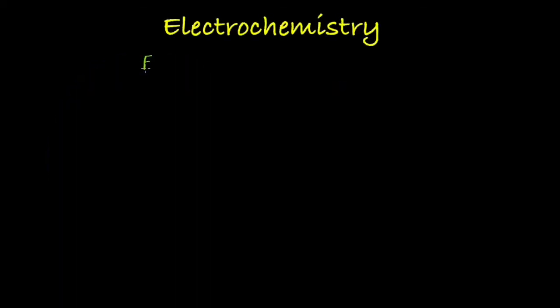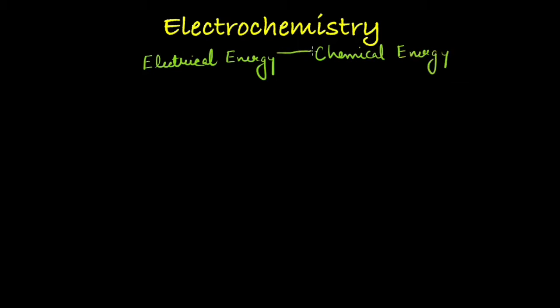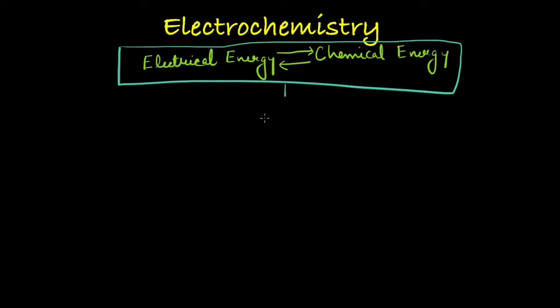In electrochemistry, we study conversions between electrical energy and chemical energy. That means the conversion of electrical energy to chemical energy and vice versa, chemical energy to electrical energy. And the apparatus inside which this entire process occurs is called a cell.